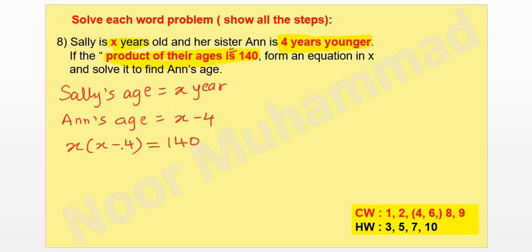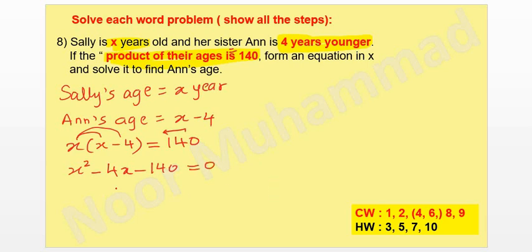Now I have to change it into standard form. And how do we change it into standard form? First of all, we remove the bracket and we want 0 on this side. So we will get x squared minus 4x, and when this 140 is brought to this side, it will change into negative 140 equals 0.